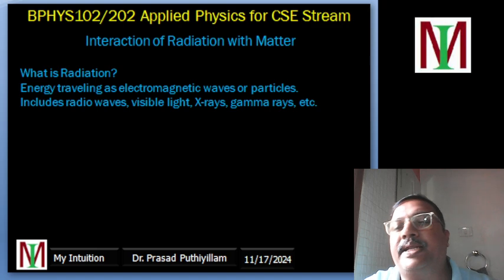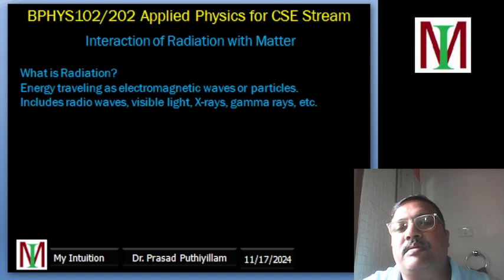So electromagnetic radiation includes a very wide spectrum of wavelengths, ranging from the radio waves at the long end to the gamma rays, which are the short end, and the visible light that we are seeing is in the middle. So the type of radiation and its energy level depends upon the wavelength or the frequency.